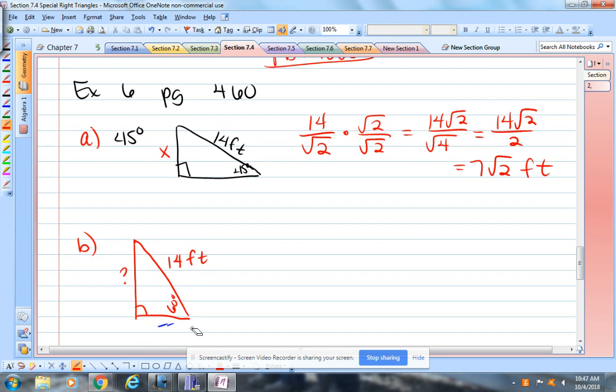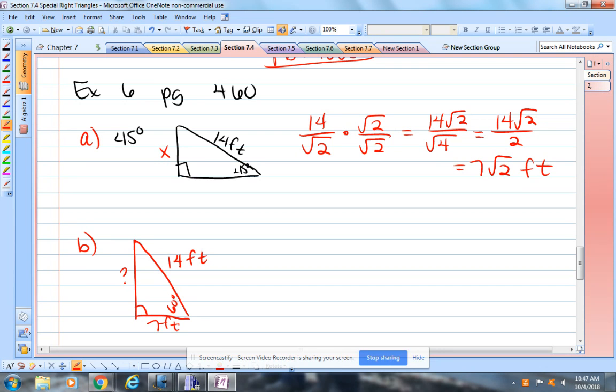Oh, I don't know why I left that there. I left that answer there and I shouldn't have. Sorry. Okay. So first we have to find the short leg. And if the hypotenuse is 14, the short leg I get by dividing by 2. Does that make sense? So that's how that is set.